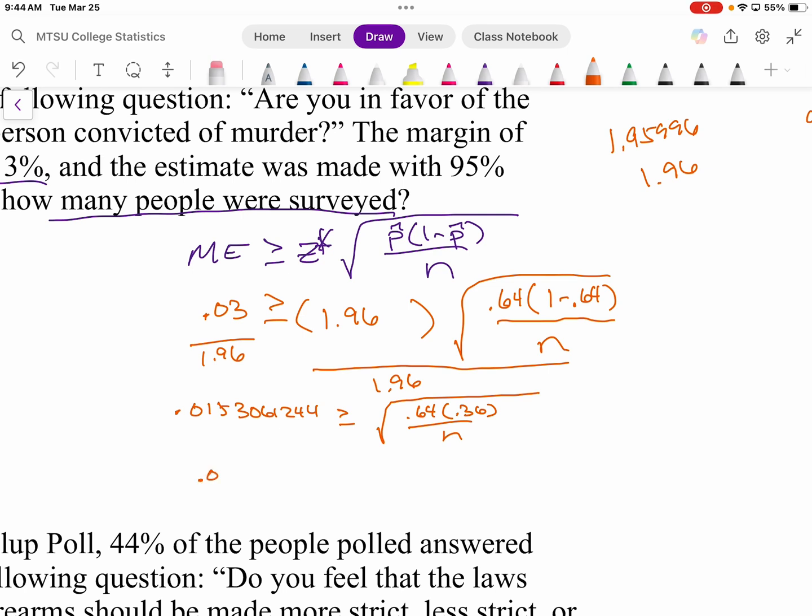So I'm going to copy down the left side. 0.64 times 0.36. So that's the square root of 0.2304 over n. All right, now I need to do inverse operations. How do I get rid of a square root?